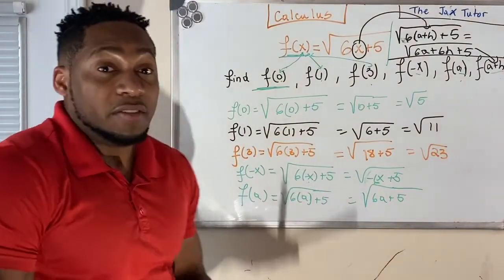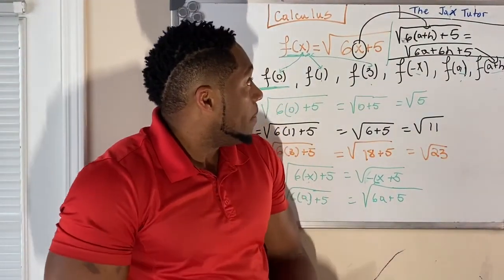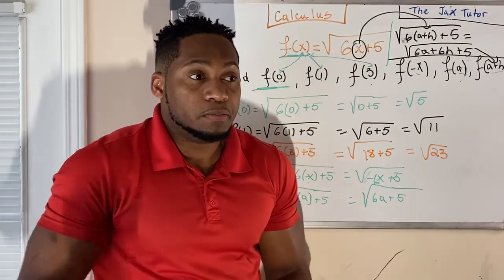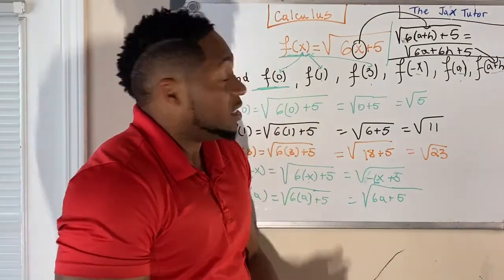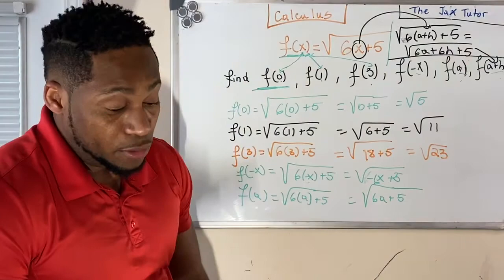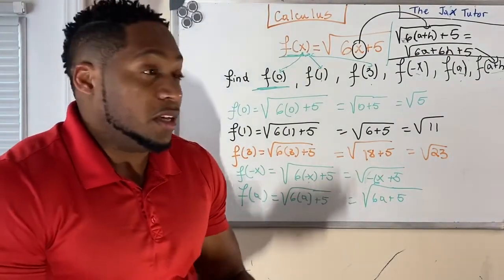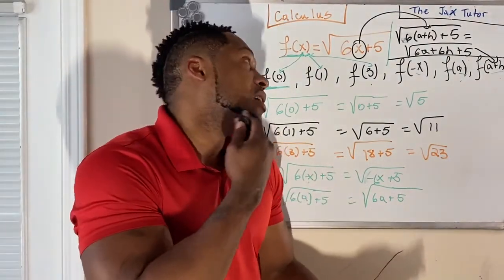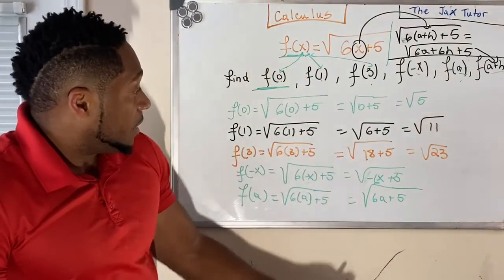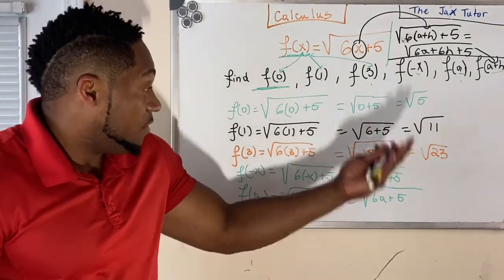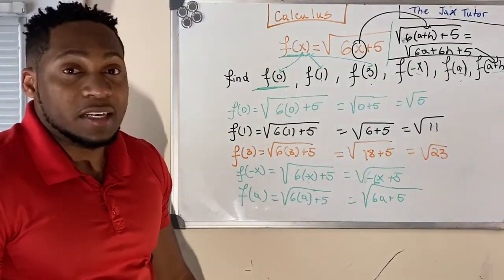And that's it. That's all you have to do for this one. So basically when you're evaluating the function at a specific value, you replace the variable x. It could be p, it could be any variable, it depends on how the function is defined. So you just replace it by that specific value, and then you solve it. And that's it.